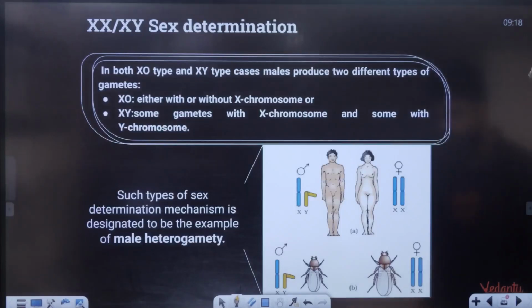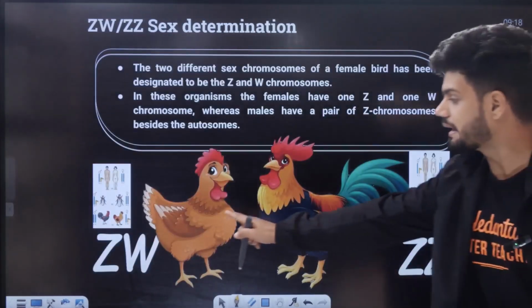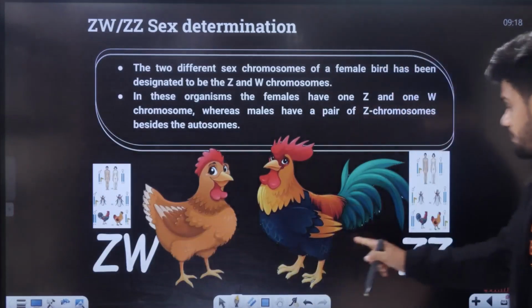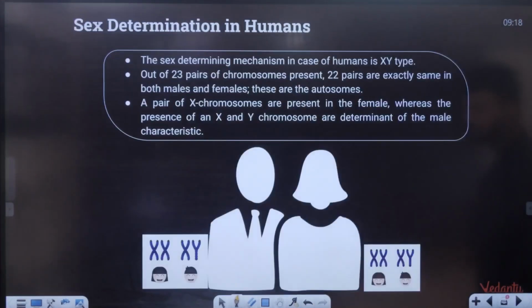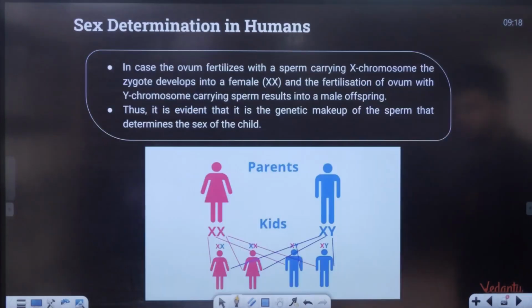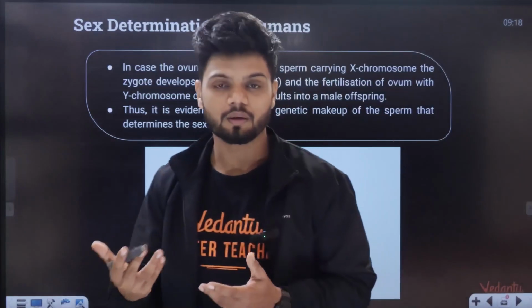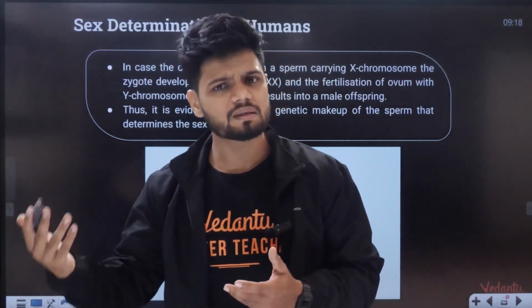Same thing in birds. We have female heterogamety, ZW, female. Males are ZZ. Okay. Now, what about sex determination in the case of humans? Sex determination in the case of humans is male heterogamety, and usually the male decides the sex of the offspring. Males have XY, females have XX.